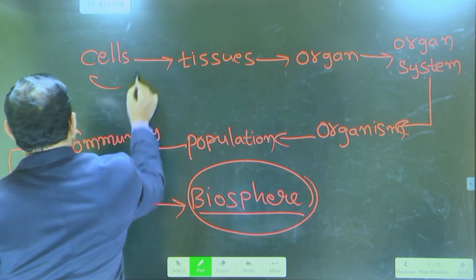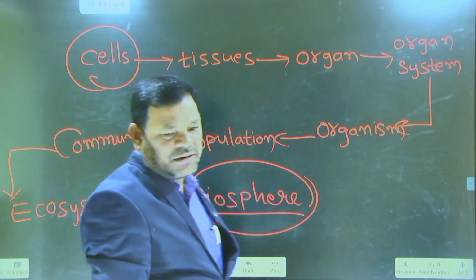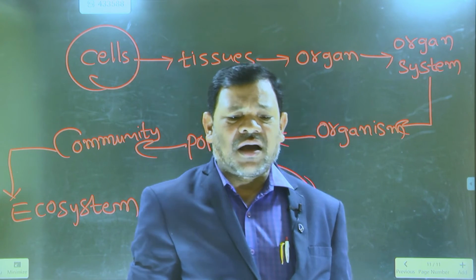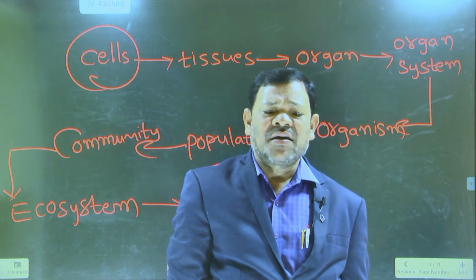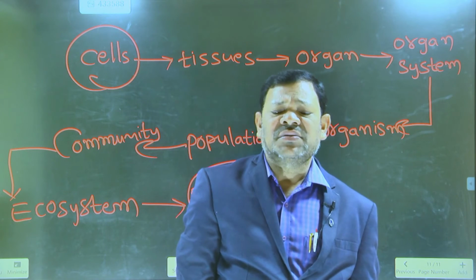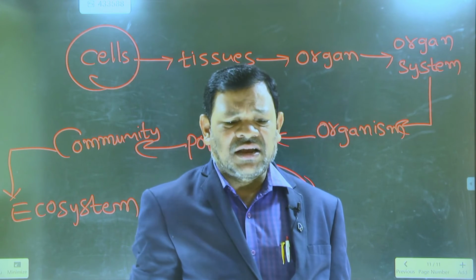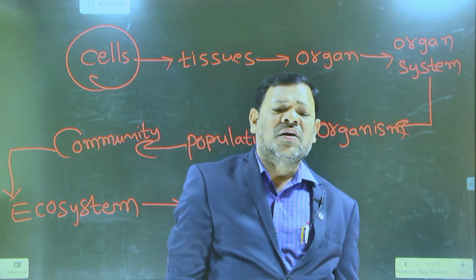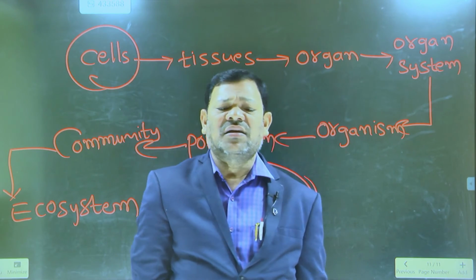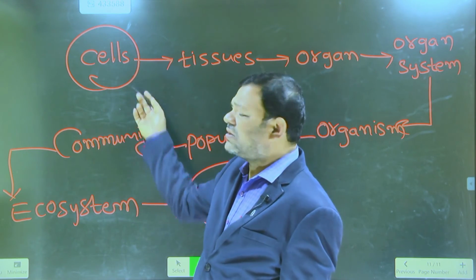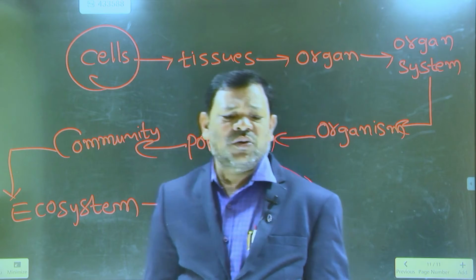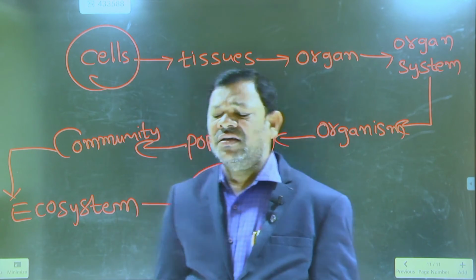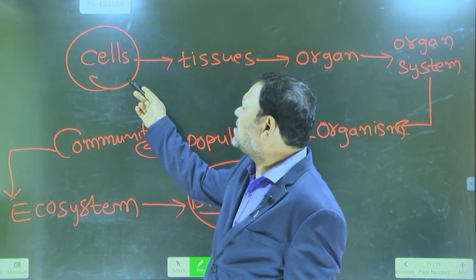The smallest unit is known as the cell. Cell is the fundamental unit of the organism. Cell is the basic unit of the organism. Cell is the structural and functional unit of the organism. Cell is the building block of the organism. So the cell was discovered by Robert Hooke in 1665.